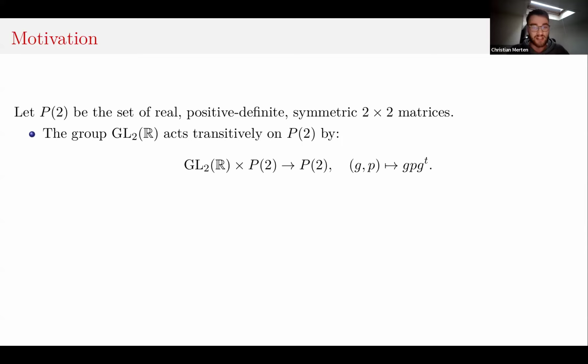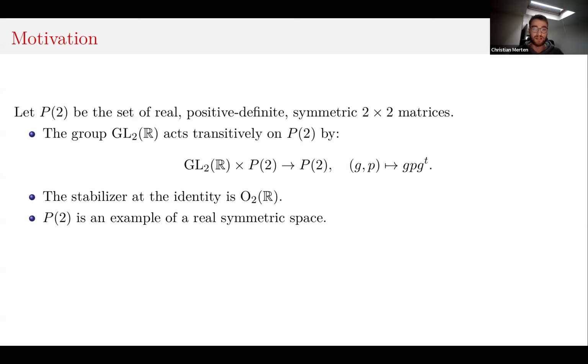And this action is transitive, and if you look at P to be the identity, then the stabilizer is precisely the orthogonal matrices in GL2R. So the stabilizer at the identity of this action is O2, which is a compact subgroup of GL2R. So this P2 is just a quotient of GL2R by O2R. So this P2 is an example of a real symmetric space.